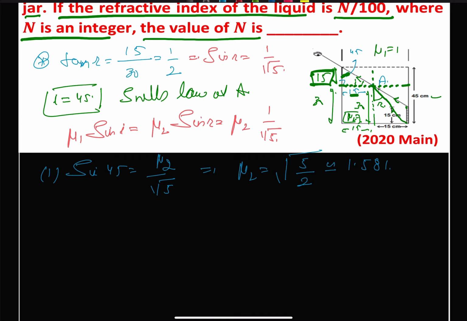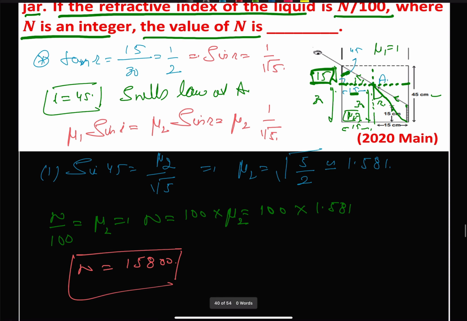And in terms of n by 100, which is given to us, we can say n by 100 is equal to mu, or n is equal to 100 multiplied by mu. In this case it is mu2, so we get 100 multiplied by 1.581, and n is an integer, therefore the value of n will be 158, and you can just put 00 here. So this is the value of n. Okay, so we have 158 and 00.